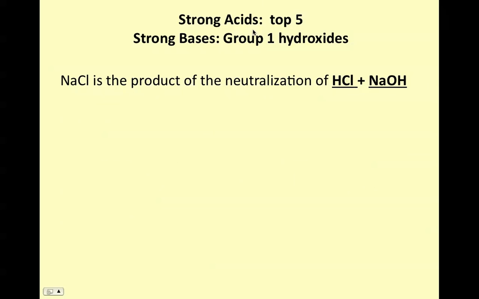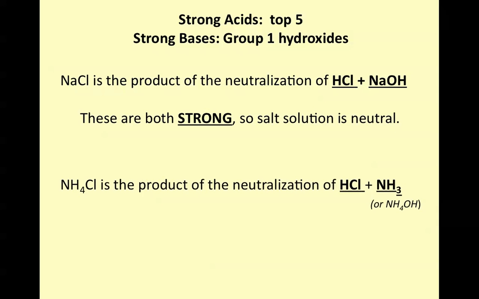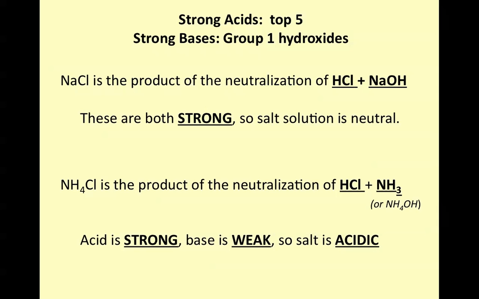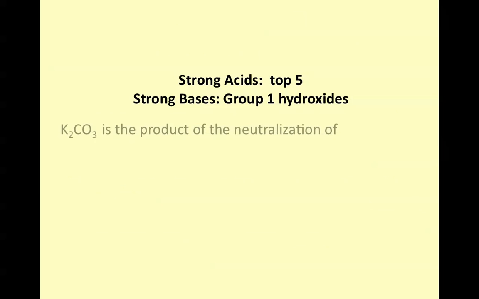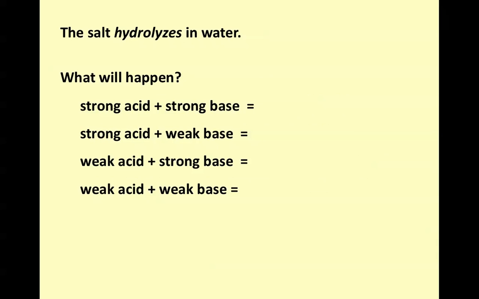So NaCl we know was produced by HCl and NaOH. These are both strong, so our salt solution is neutral. However, the ammonium chloride being produced from HCl and NH3, we have a strong acid but a weak base, so our salt is acidic, meaning that salt can redissolve back into water, producing an acidic solution. And finally, the potassium carbonate is formed from a weak acid and a strong base, so the salt is considered basic. The salt hydrolyzes into water, we say, and the thing is that this is redissolving back into water and affecting the pH.